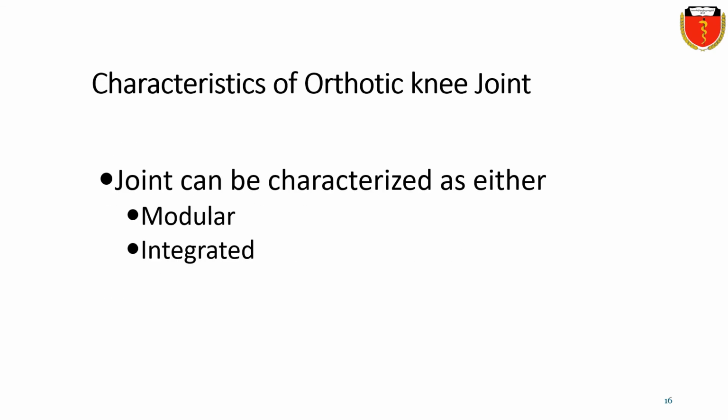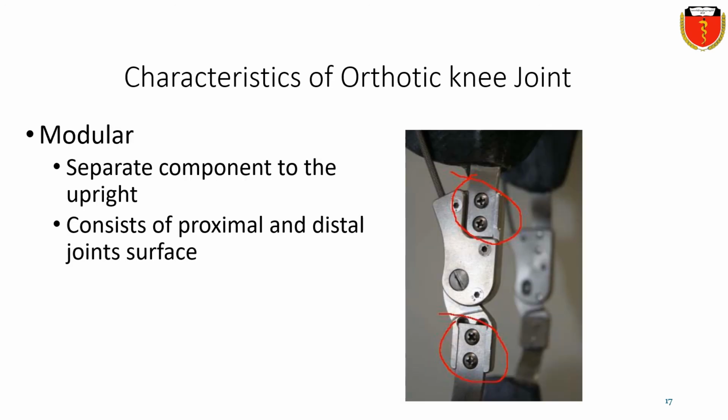Now we're going to look a bit at the characteristics of the knee joint. When we're talking about the orthotic knee joint, we need to know these two words: the modular knee joint and the integrated knee joint. So what is the difference between the modular and the integrated? It's not about which company you order it from or when the latest model was designed, but it's about the system and the structure of the components of the knee joint itself.